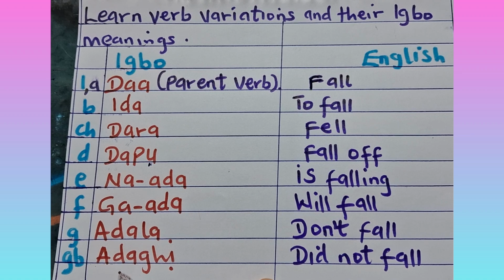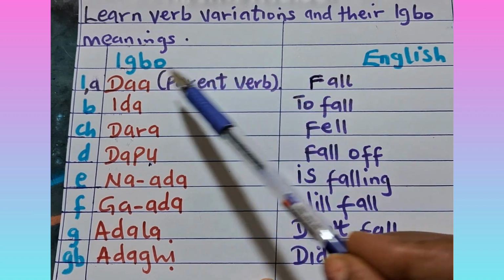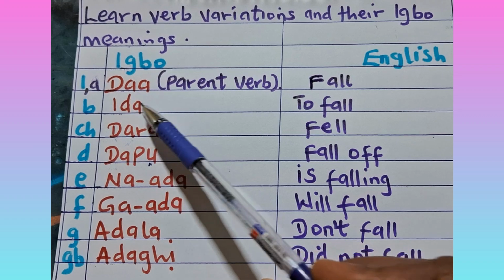Number 4, adahi. Adahi means did not fall. You can see that this one has both a prefix and a suffix. Our prefix here is a. We call it in Igbo mgbakwunye nganihu. Then our suffix here is he. It becomes adahi, did not fall.